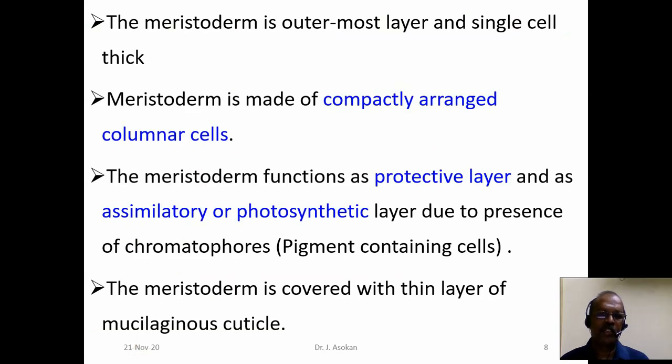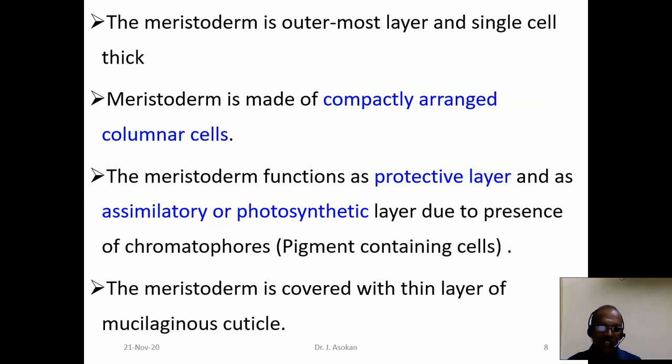The meristoderm is the outermost layer and single cell thick. Meristoderm தான் வெளிப்புற அடுக்கு, outermost layer, single cell ஒரு செல்லாலான அடுக்கு. Meristoderm is made up of compactly arranged columnar cells. Compactly arranged னா மிக நெருக்கமாக, செல் இடைவெளி இல்லாமல் மிக நெருக்கமாக தூண் போன்ற செல்களால் அமைந்துள்ளது.